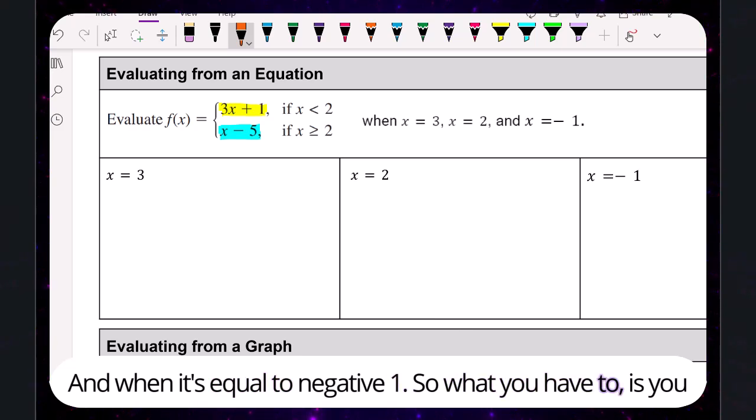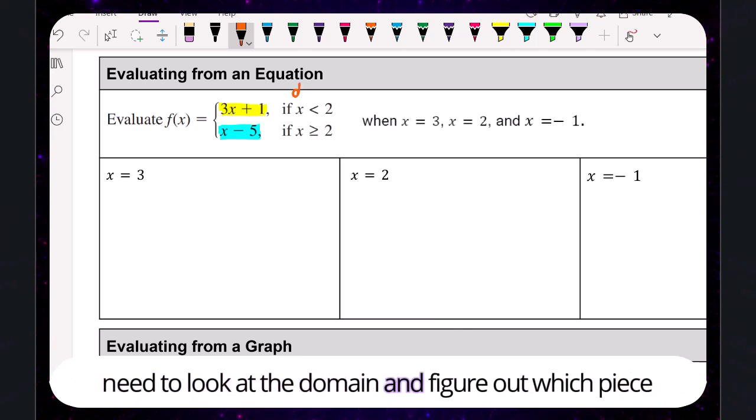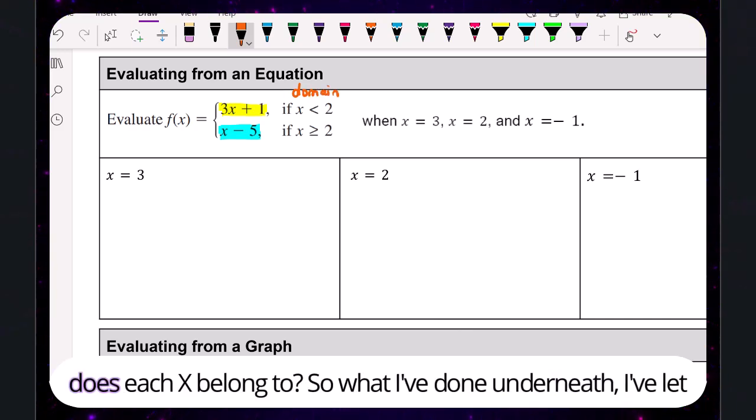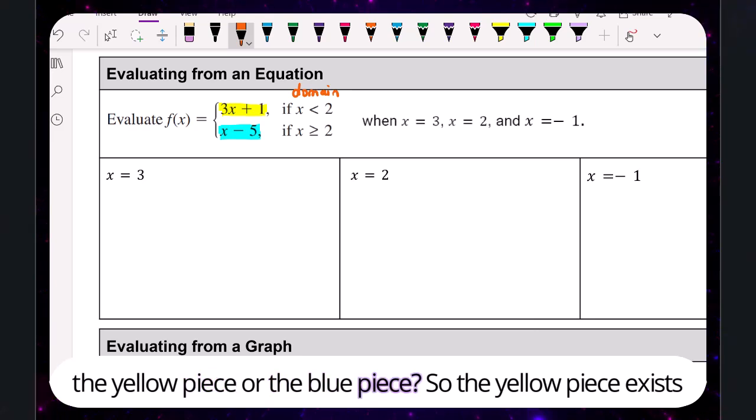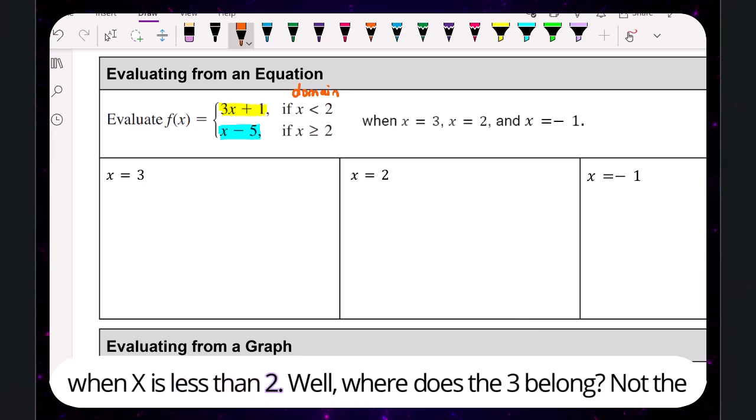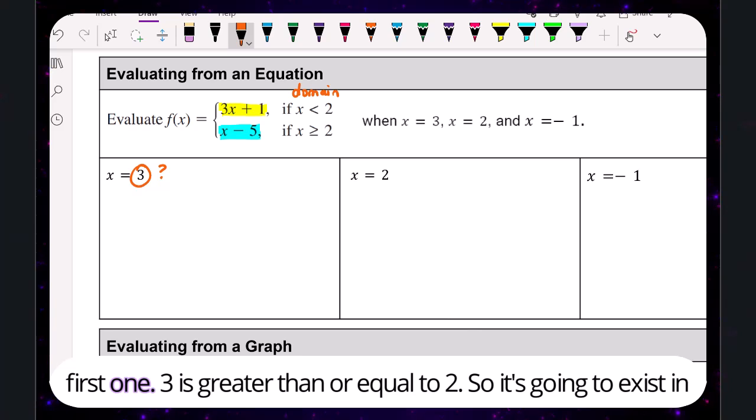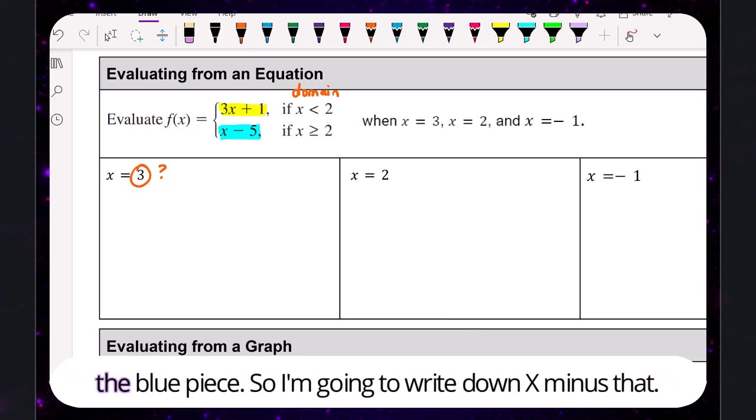So what you have to do is you need to look at the domain and figure out which piece each x belongs to. So what I've done underneath, I've split it into 3 categories. If x is equal to 3, does it belong in the yellow piece or the blue piece? The yellow piece exists when x is less than 2. Well, where does the 3 belong? Not the first one. 3 is greater than or equal to 2. So it's going to exist in the blue piece.